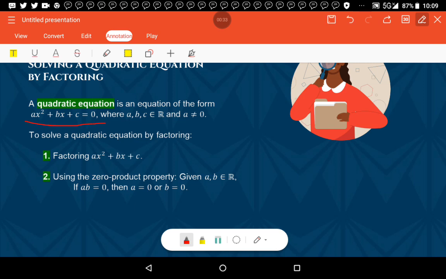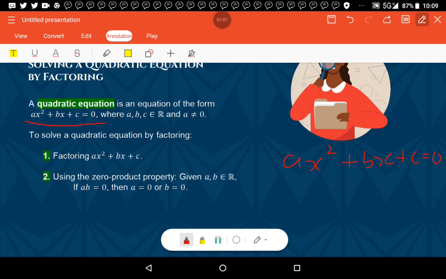A quadratic equation is an equation of the form ax squared plus bx plus c is equal to 0. So this is the form of a quadratic equation. Remember, when you're asked to solve a quadratic equation, you are particularly asked to find the value of x.